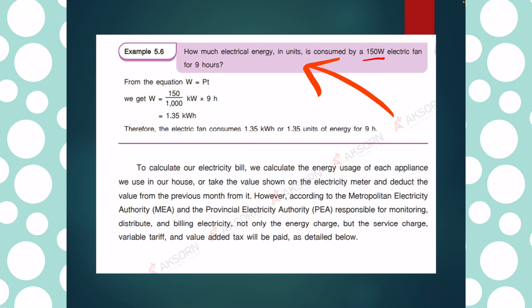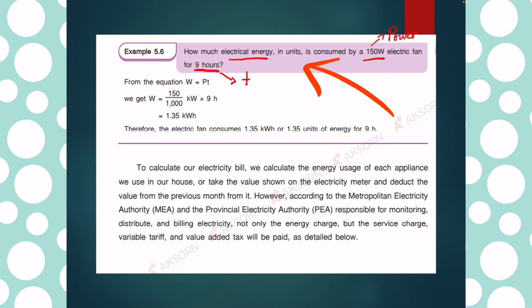Now let's first see the given. 150 watts electric fan for 9 hours. What is this? Does anyone know what 150 watt is? This is the power. Very good. What about 9 hours? So easy. This is the time. So what are we looking for? We don't know the electrical energy.